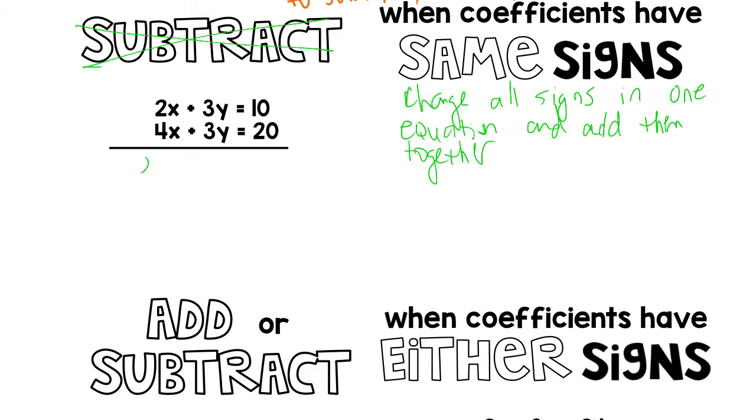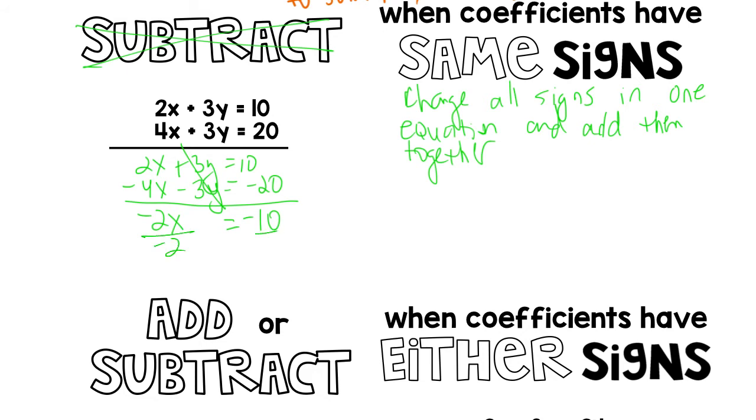So I'm going to leave 2x plus 3y equals 10 and make the other one minus 4x minus 3y is -20. Now we add them together. 2x minus 4x is -2x. 3y minus 3y cancels out. 10 minus 20 is -10. Now we can divide both sides by -2, and we get x is 5.